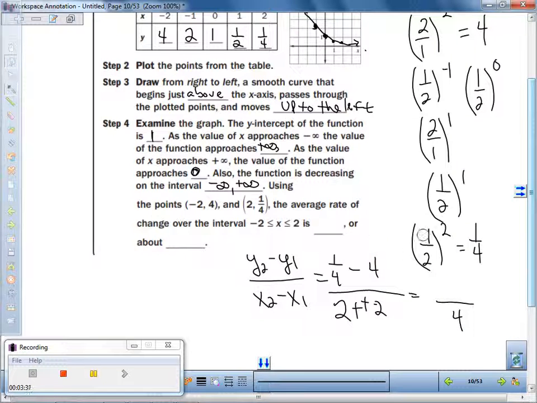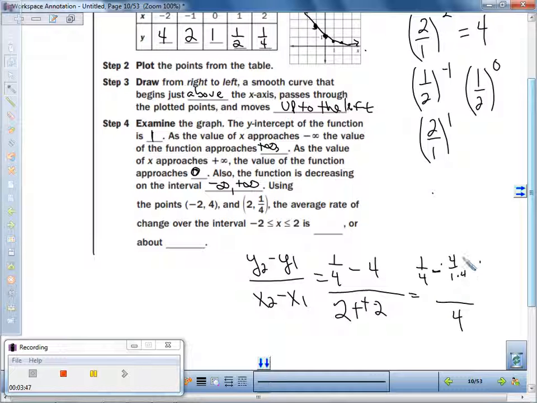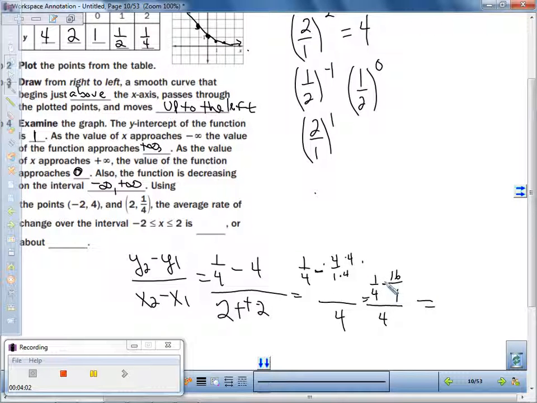Okay, now the fraction, remember to subtract a fraction and a whole number, we got to get the same denominator, put it over 1. So I'm going to have 4 over 1, multiply this by 4. So we end up with 1/4 minus 16 over 4. Okay, and then it's all over 4. So when we take the difference here, we end up with -15 over 4, over 4.